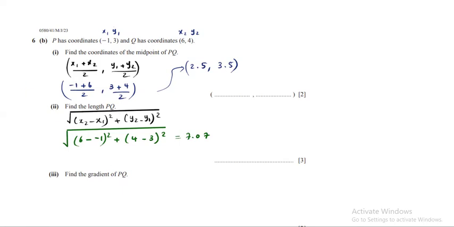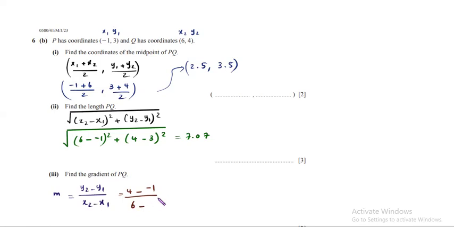To find the gradient of PQ, we need to use the gradient formula, which is y2 minus y1 over x2 minus x1. So now this is used to calculate the gradient of the line PQ for the two coordinate points given here. Now we need to substitute it here. y2 is equal to 4 minus y1, so y1 is -1. So it's going to be 4 minus -1, over x2 is equal to 6, I need to subtract x1.